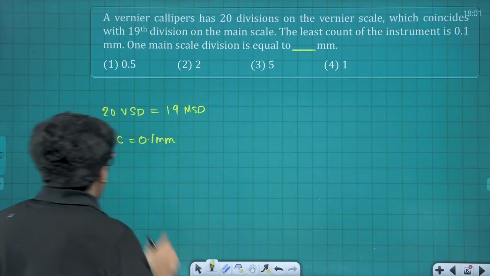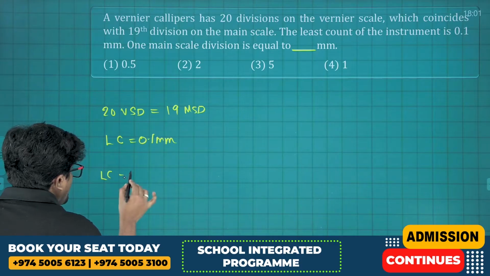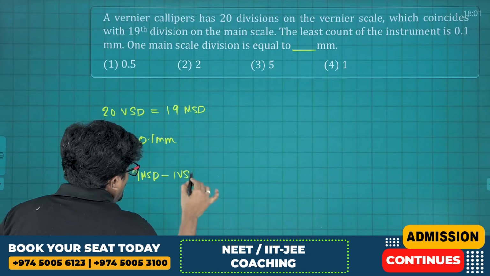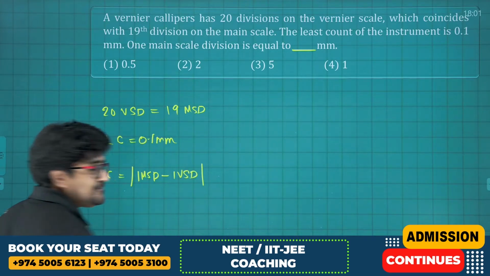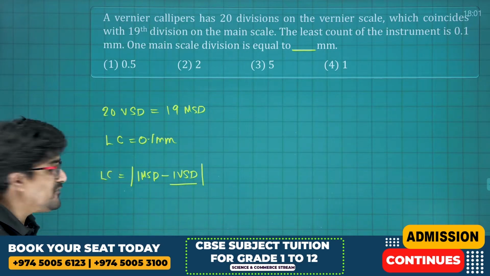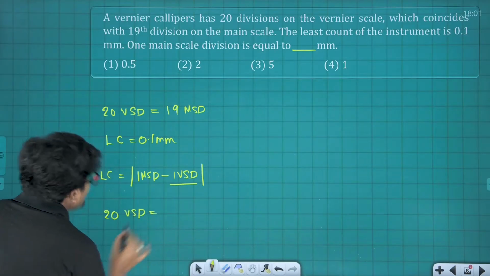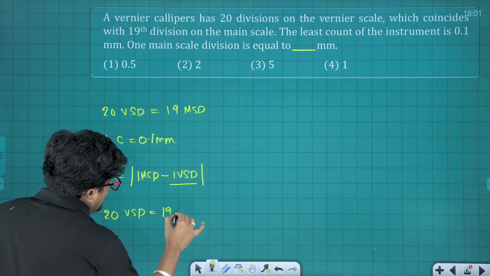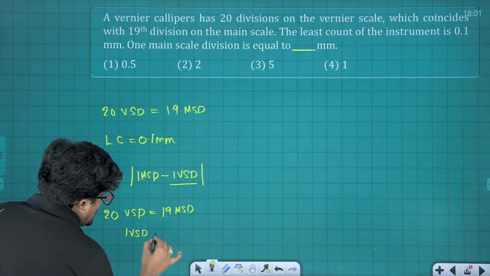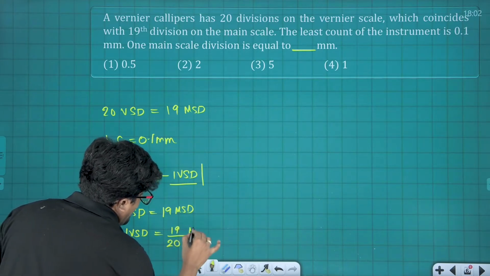That is the question. We all know how to calculate the least count. Least count is calculated as 1 MSD minus 1 VSD. This is the standard relation, isn't it? Yes. Now, first of all, let's get the value for 1 VSD. Since 20 Vernier scale divisions is equal to 19 main scale divisions, 1 Vernier scale division is equal to 19 divided by 20 main scale divisions.